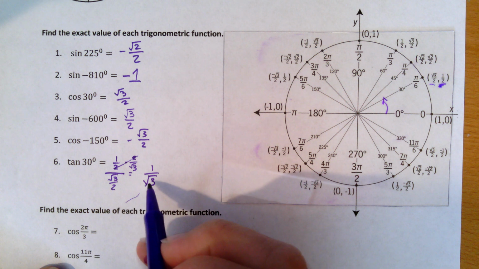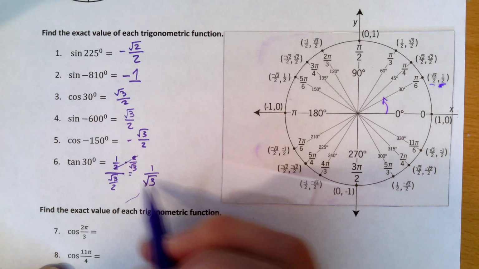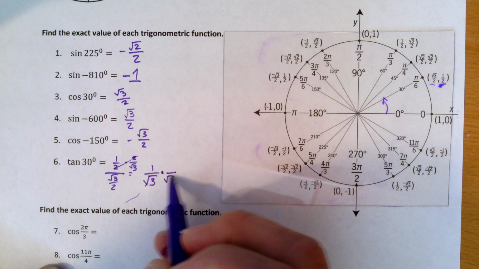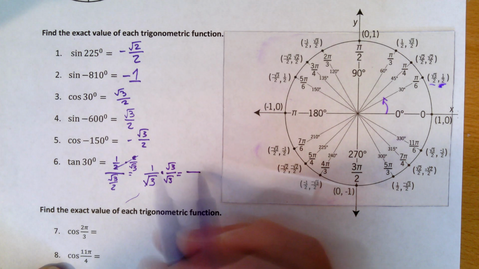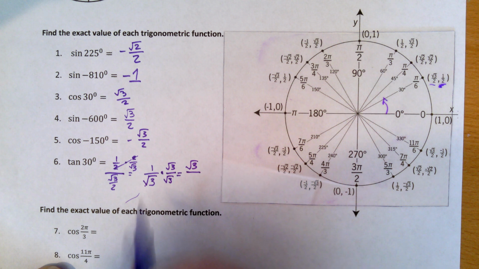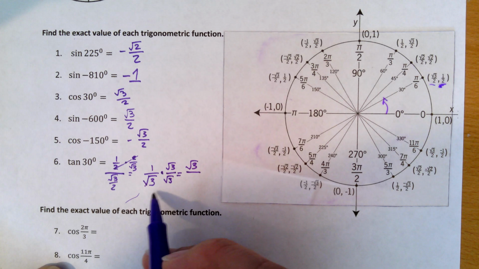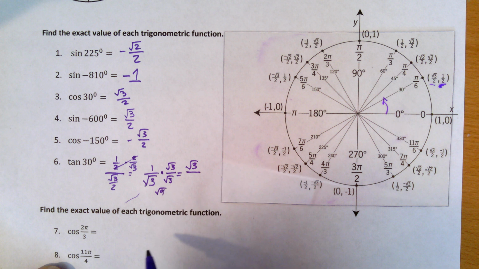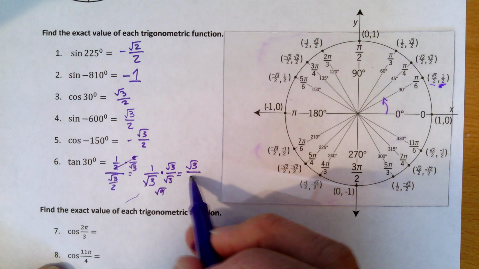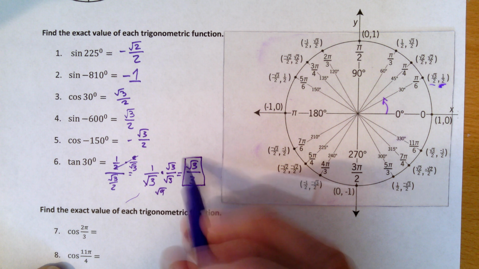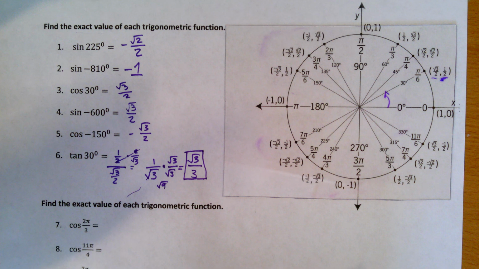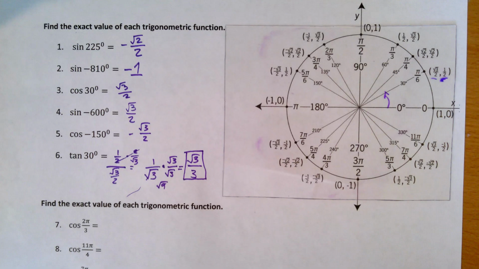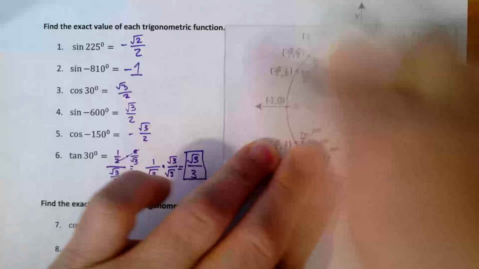And we need to rationalize this fraction, meaning we don't want a square root in the bottom, so we need to multiply by square root of 3 over square root of 3. That's going to give us square root of 3 on the top. Square root of 3 times square root of 3 is square root of 9, and that becomes just 3. So your answer is going to be square root of 3 divided by 3. So that's how you find the exact values of trig functions given a certain angle. You can use your unit circle here.